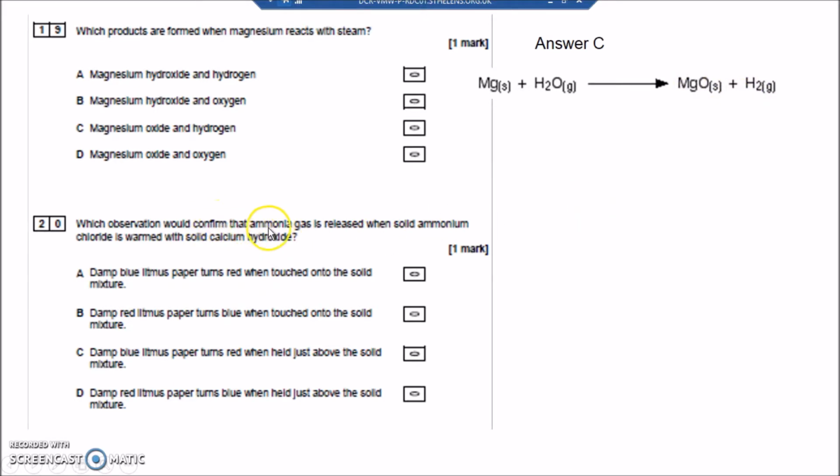Which observation would confirm that ammonia gas is released when solid ammonium chloride is warmed with solid calcium hydroxide? Well, I've got a gas, so it's going to be just above the solid, held just above the solid. It's either C or D. Turns litmus paper red or blue. Well, ammonia is a basic gas, so it's alkaline or basic. It's going to have a pH of about 10 or 11. It's going to turn litmus paper blue. Answer D.